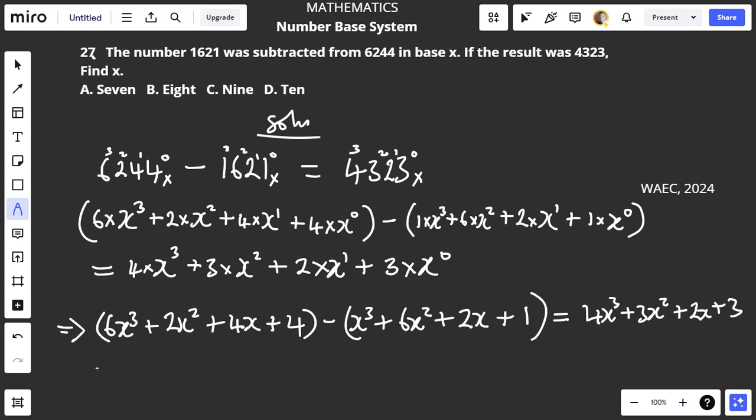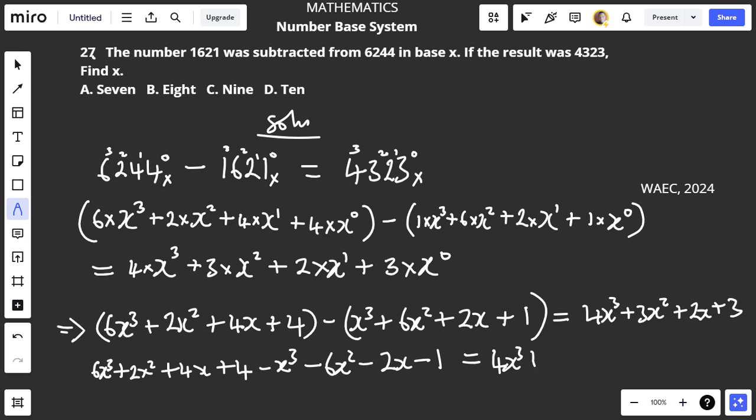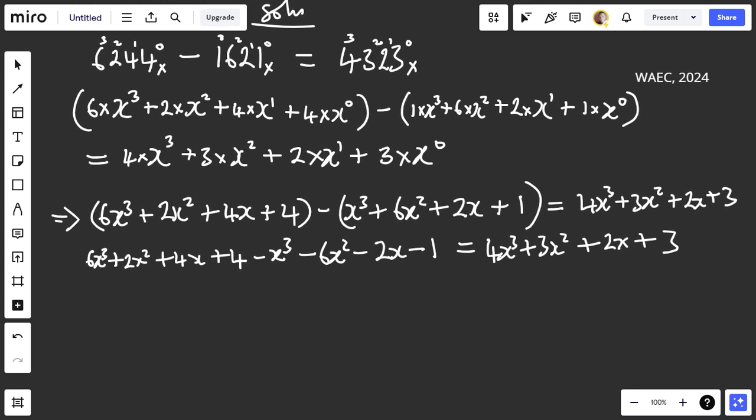So here we have 6x cubed plus 2x squared plus 4x plus 4, minus 1 times that will give you minus x cubed, minus times that minus 6x squared, minus times that minus 2x, minus times that minus 1, equals to what we have here, 4x cubed plus 3x squared plus 2x plus 3. So we proceed.